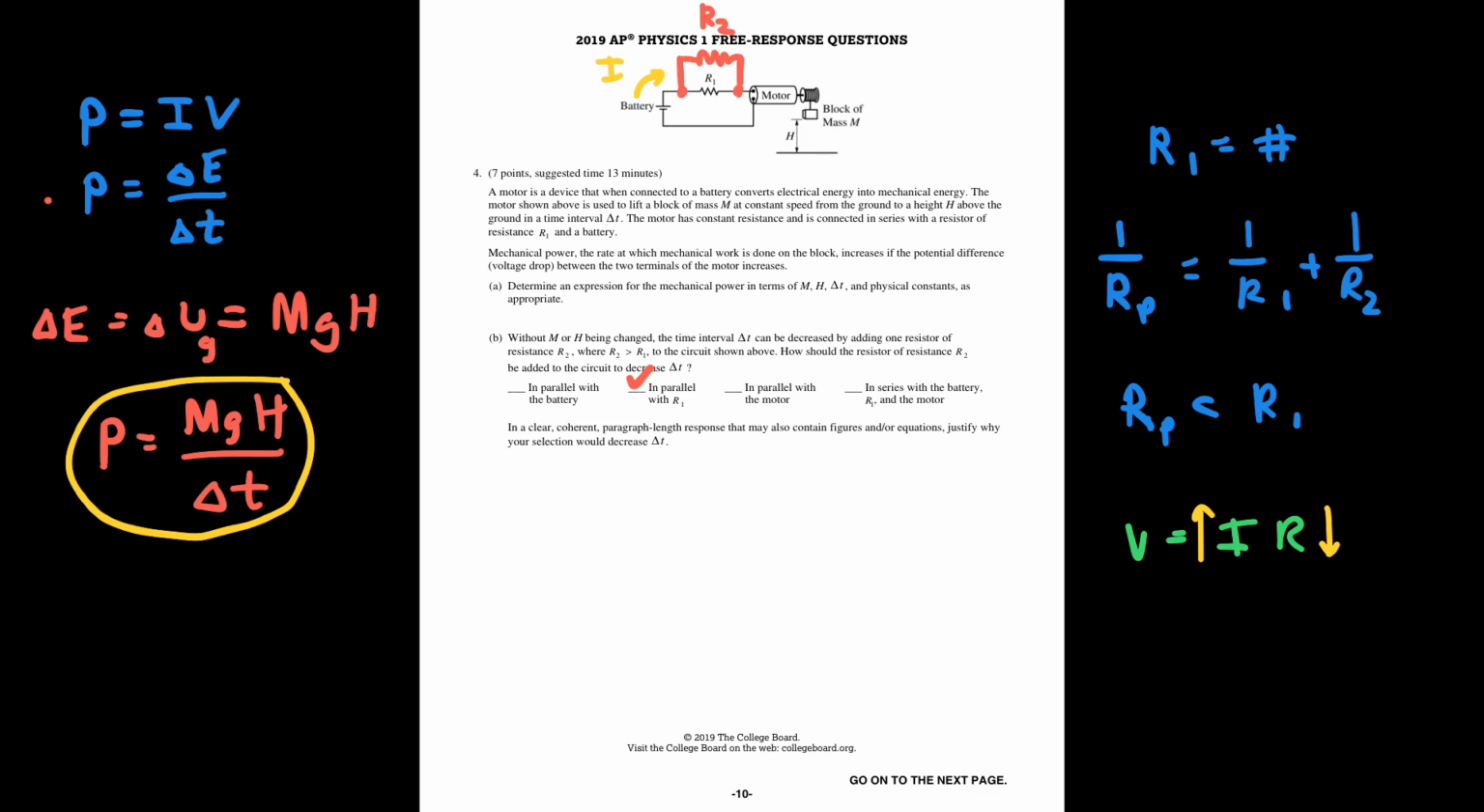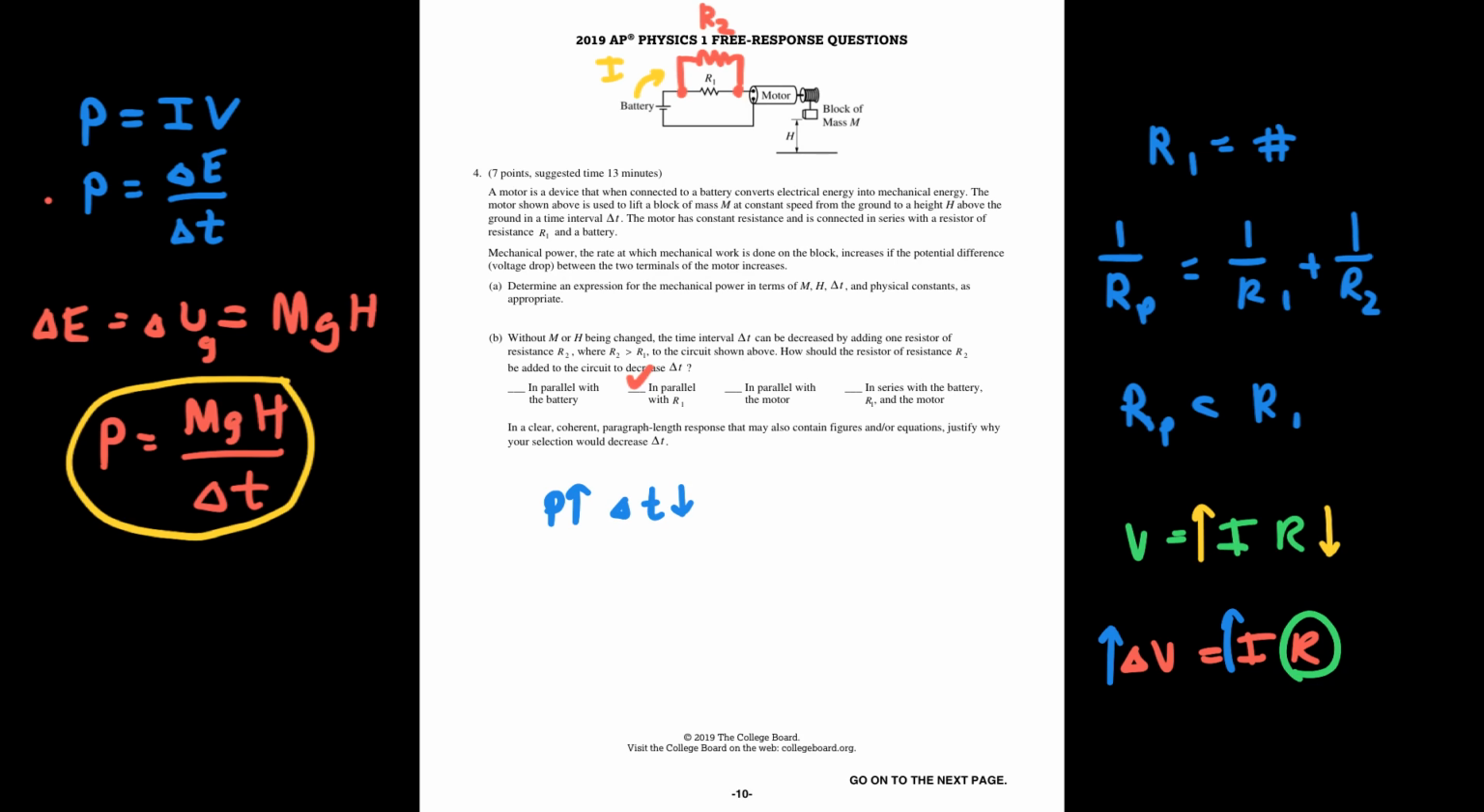And if the current coming out of that battery is going to be bigger, then the voltage drop across the motor will be bigger. They said that this motor has a constant resistance. And so this resistance is constant. And I have now engineered a way to get a greater current out of the battery, which means that the potential difference will increase, or sorry, not across the battery, but across the terminals of the motor. Therefore, that greater power being delivered to the motor should decrease the amount of time it takes to lift up the block.